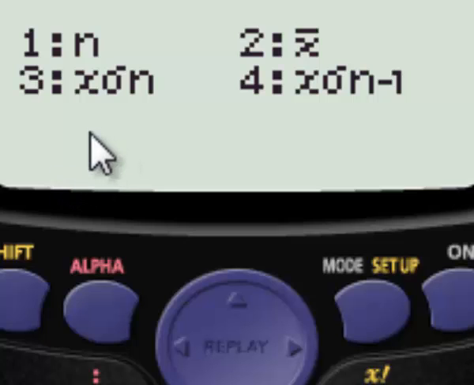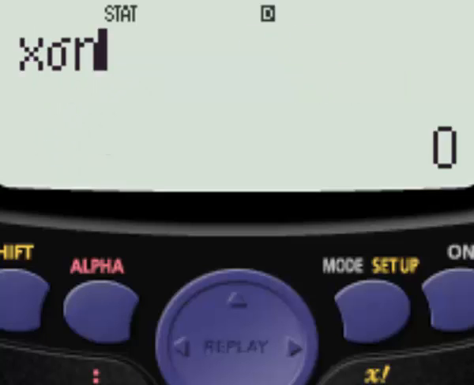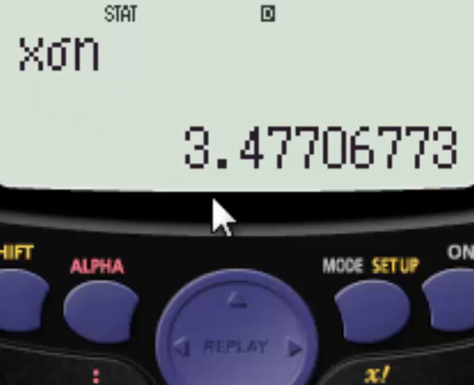And then the button we use is number 3, not number 4. It's always going to be number 3, and that gives you the standard deviation. If you now push equals, it gives you 3,47706,773. Rounded off to 1 decimal place, that gives you 3,5. So that's very, very important.